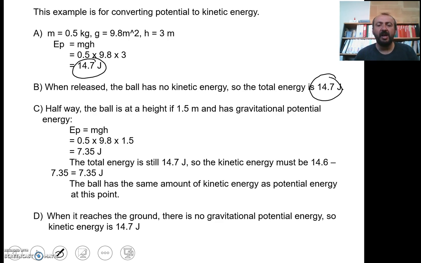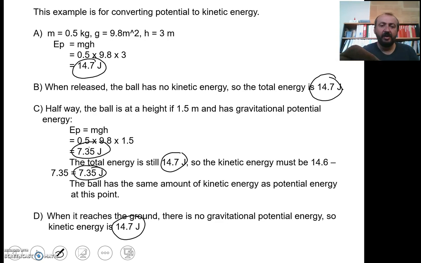Halfway, the ball is at a height of 1.5 meters and has gravitational potential energy given by this, 7.35 joules. The total energy is still 14.7, so the kinetic energy must be 14.7 take 7.35, which equals 7.35. The ball has the same amount of kinetic energy as potential energy halfway down. Part D, when it reaches the ground, there is no gravitational potential energy, so the kinetic energy is 14.7 joules.